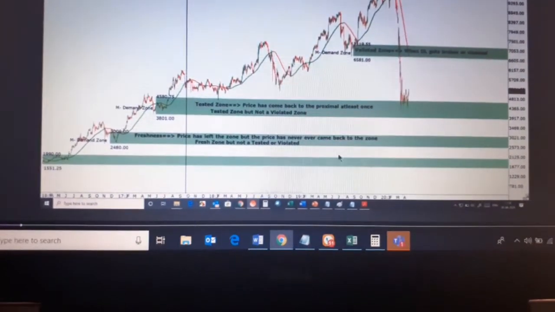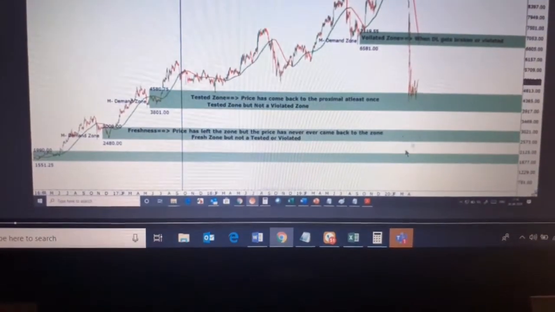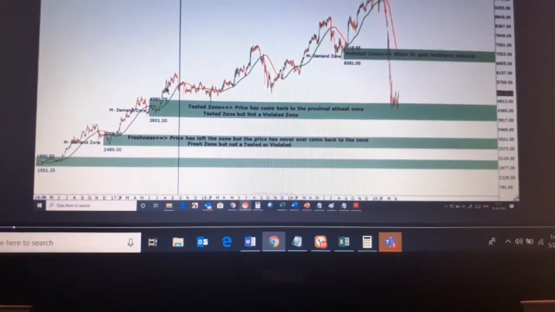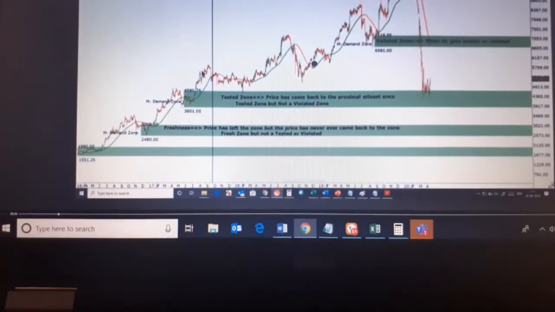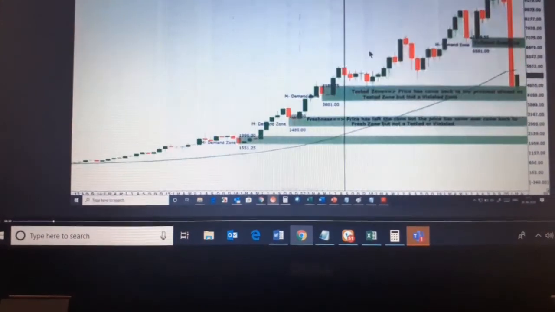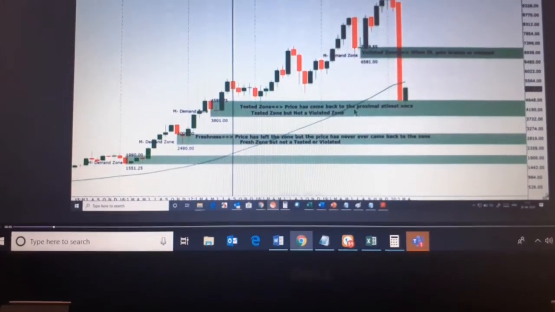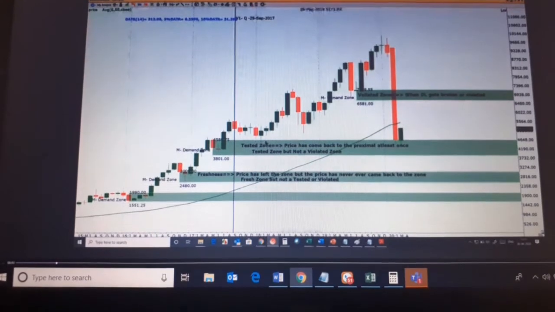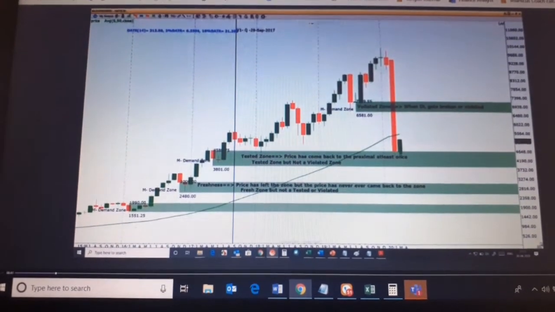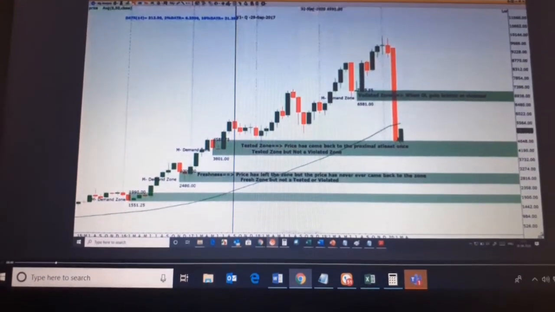Okay, so can you see here the price has not come to the zone. Now this is your tested zone. The price has left the zone, but the price has never come back to the zone over here. But the price has left the zone, and has tested this zone once, and this is the price coming into the zone for the second time.